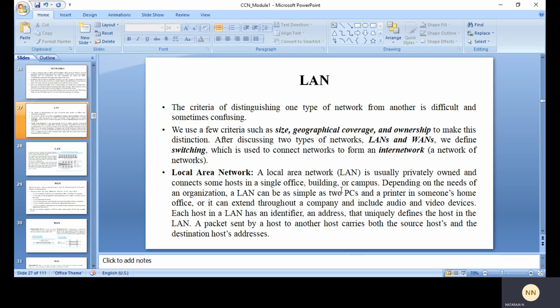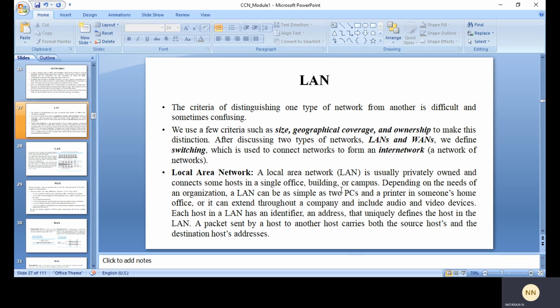The criteria to distinguish one type of network from another is difficult and sometimes confusing. We use a few criteria such as size, geographical coverage and ownership to make this distinction. We will discuss two types of networks, that is LANs and WANs.